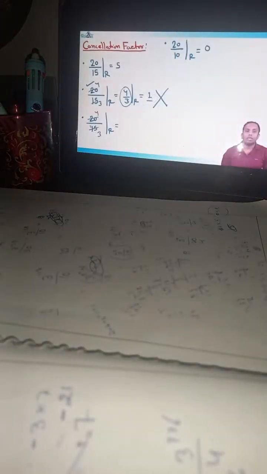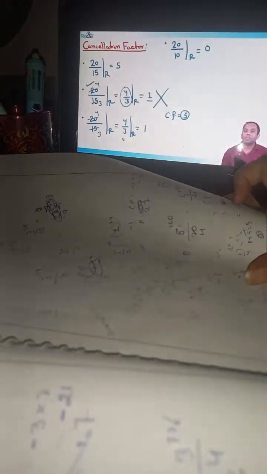You can easily see that 20 completely divides 10. 5 here, I can cancel it. 5 3s are 15, 5 4s are 20. But simply remember that cancellation factor is 5. You have cancelled by 5: 5 4s are 20, 5 3s are 15. You have cancelled 5 from both the numerator and denominator, so we are left with 4 by 3. 4 by 3 remainder is what?